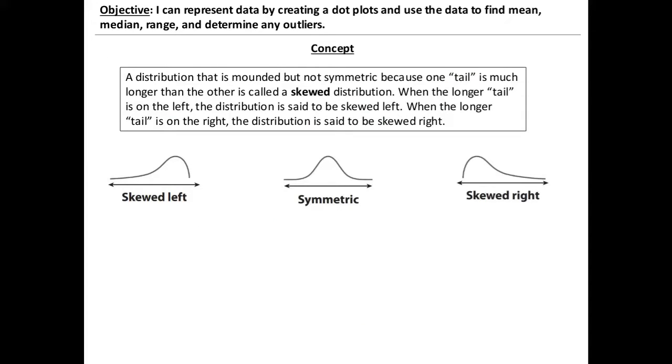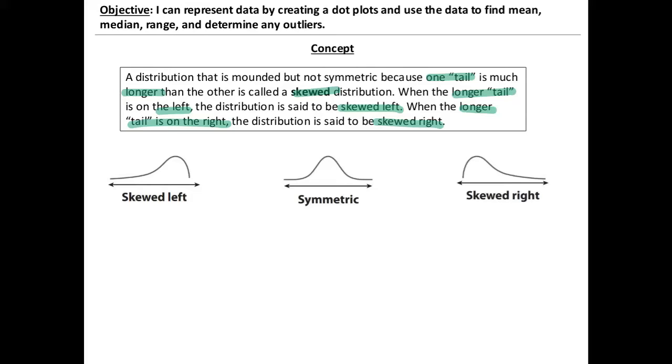And then next we're going to learn about skewed left, skewed right, or symmetric. So a distribution that is mounded but not symmetric because one tail is much longer than the other is called a skewed distribution. So when the longer tail is on the left, we say it's skewed left. If the longer tail is on the right, then we say it's skewed right.